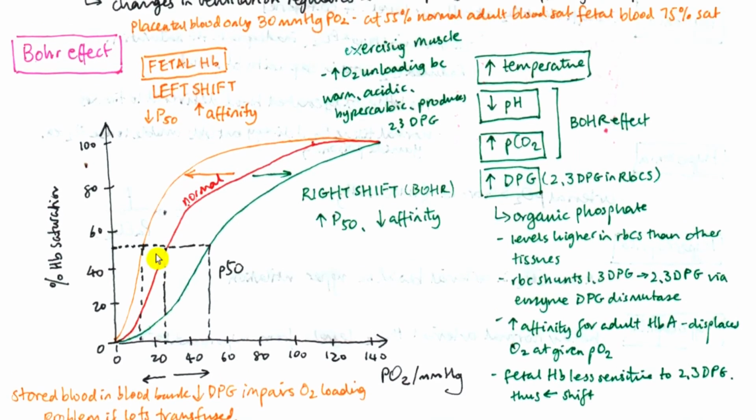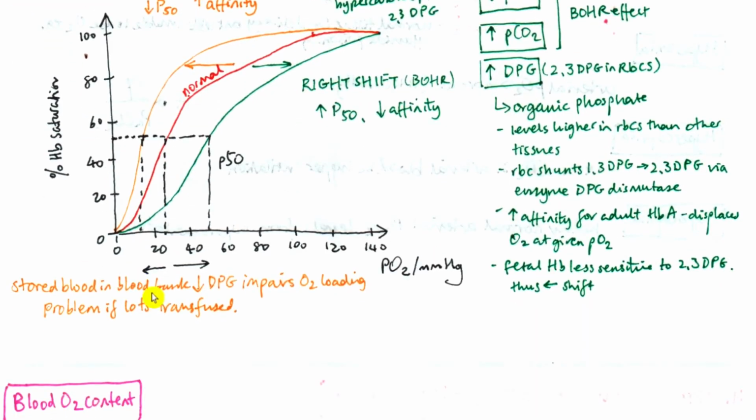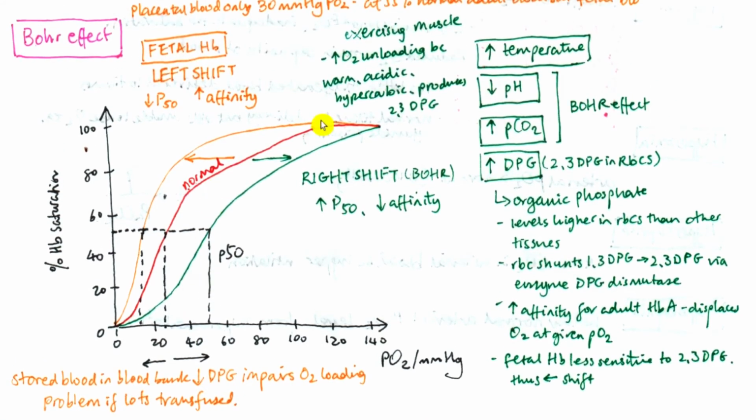Also, this can be the case for stored blood in blood banks. People can donate their blood to blood banks, which is used for emergency transfusions, and the problem with this is that sometimes if it's stored for a long time, then the amount of diphosphoglycerate, which decreases the affinity for oxygen in the blood, can decrease, so that impairs oxygen loading, and there's a problem if lots of this blood is transfused because it will bind the oxygen too tightly and it will be difficult to get oxygen to the tissues.